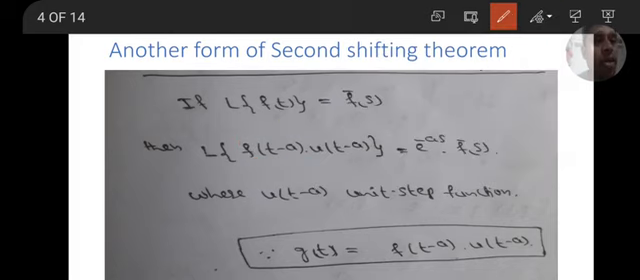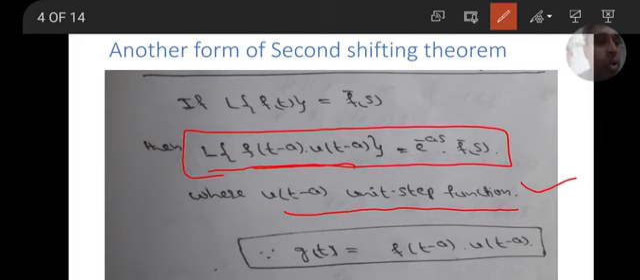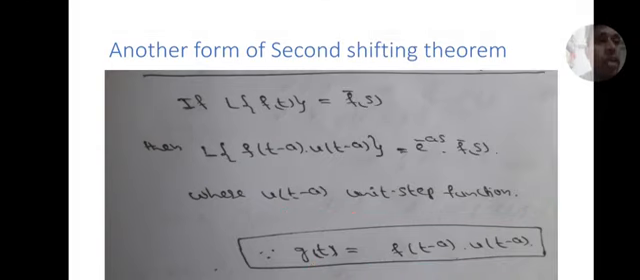Okay, this f of t minus a into u of t minus a, where u of t minus a is the unit step function we discussed earlier. u of t is a unit step function. L of f of t minus a into u of t minus a equal to e to the power of minus as into f bar s, where g of t equal to f of t minus a into u of t minus a. It is another form of the second shifting theorem.